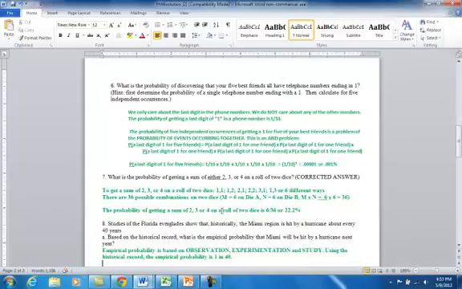Okay, so the probability of a single telephone number ending with 1: how many digits can we have? We have 0 to 9, so 10. So 1 out of 10 is the probability that that last digit is going to be 1. So what we want to do is calculate the probability of these five friends each having, as independent events, a 1 as their last digit. All right. So it's a probability of events occurring together.